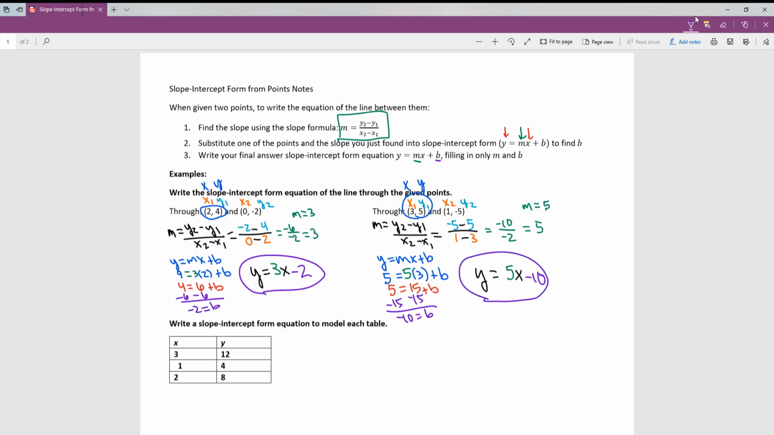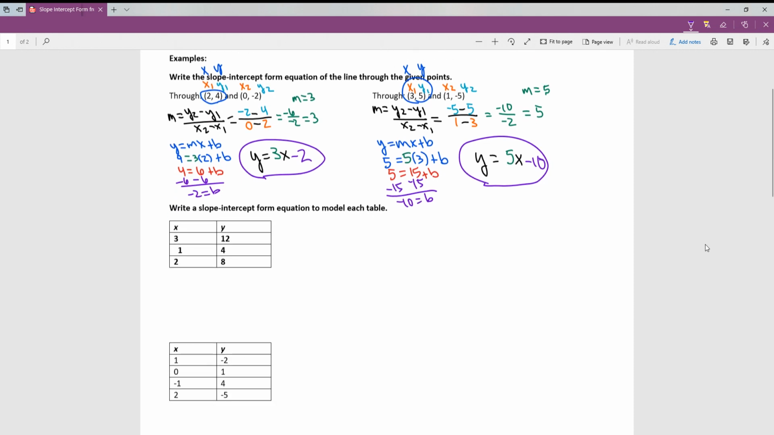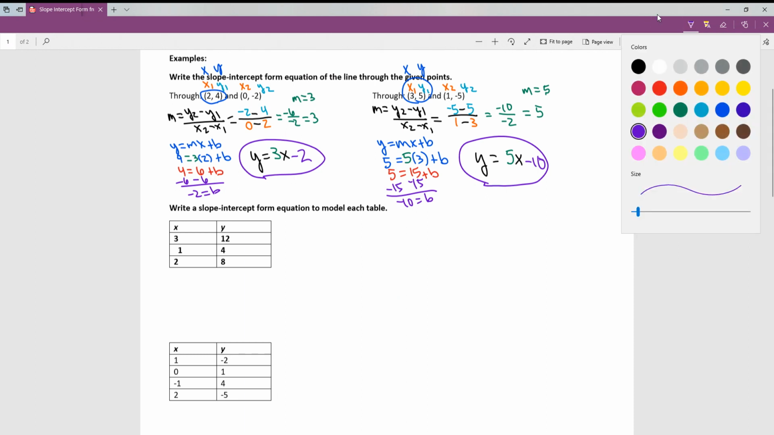The next couple problems look different, but they're really the same thing. Instead of giving you 2 points, they've actually given you 3 points now. They're just in a table. Our goal is still to write a slope-intercept form equation like we just did. It's just the information is presented to us differently. So they have given us more points than we need. They gave us 3 points. We really only need 2.